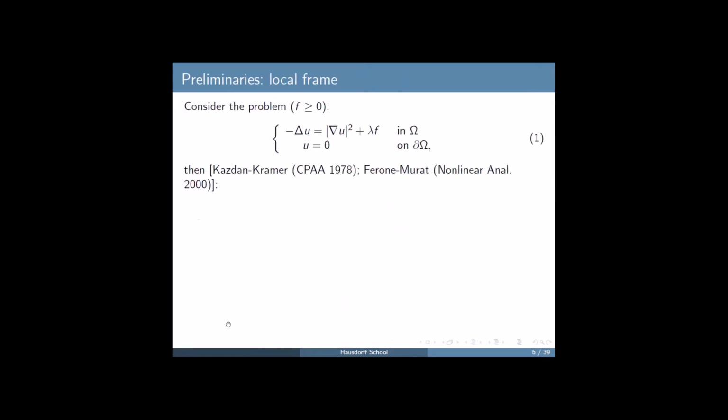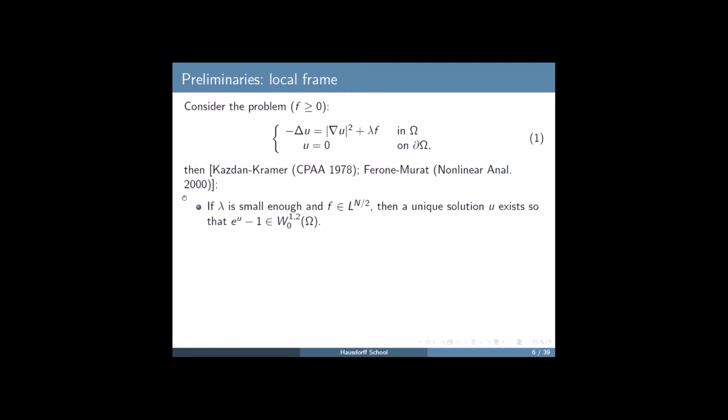So now I would like to discuss some elliptic problems with first order terms, and give some motivation from the mathematical point of view of studying this kind of problems. First, let's take a simple model, which is this one here. You have the Laplacian, a quadratic term in the gradient, and then here we have a source that we write lambda times f. The function f would be non-negative.